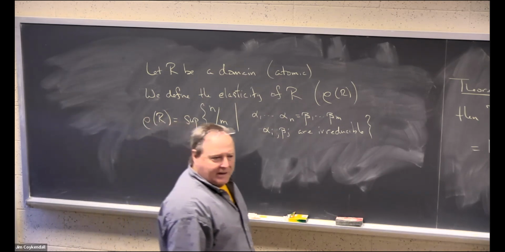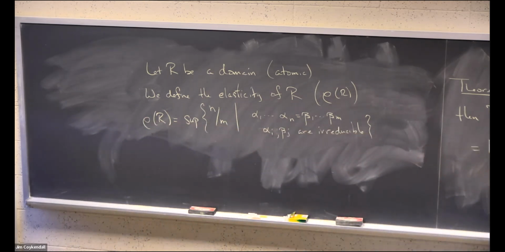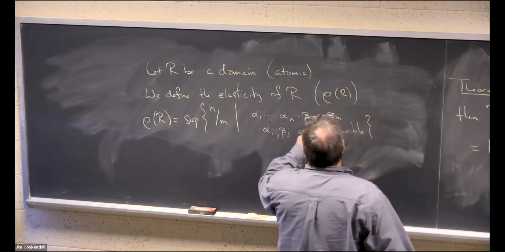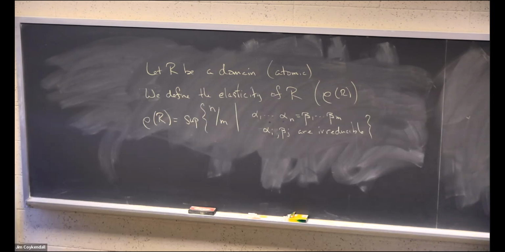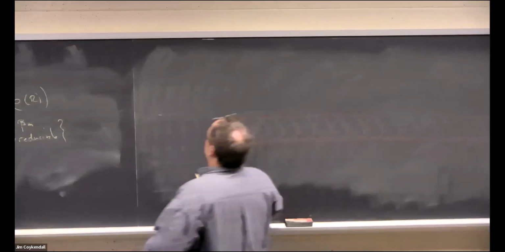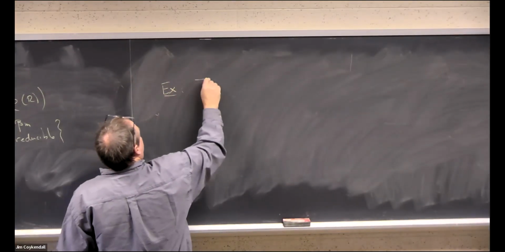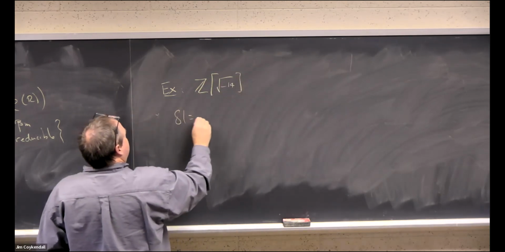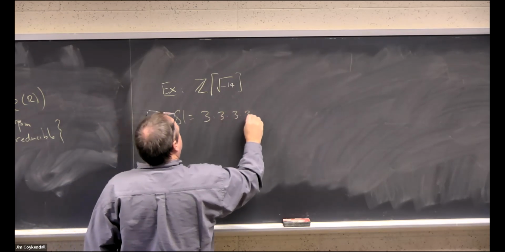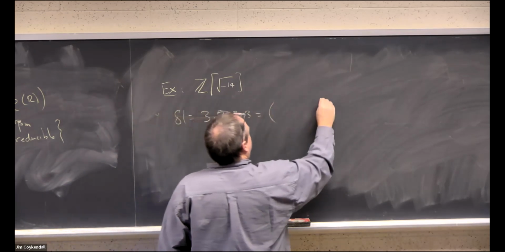We define the elasticity of the ring to be the supremum of n over m, where you have a factorization of length n into irreducibles and a factorization of length m. So, for example, if you look at the ring Z adjoin square root of negative 15, we actually have 81. Remember.